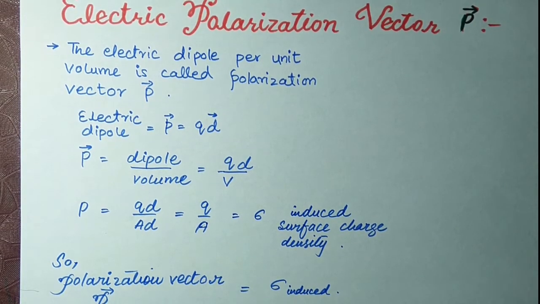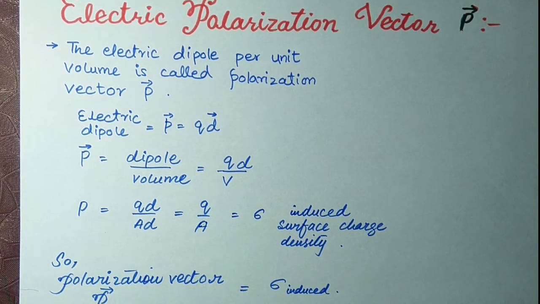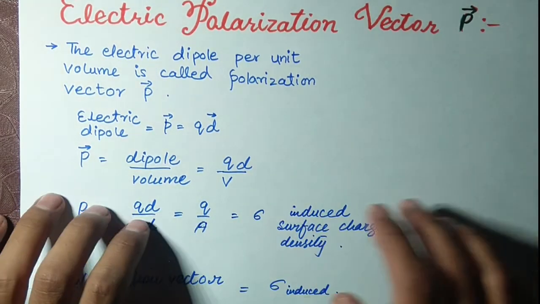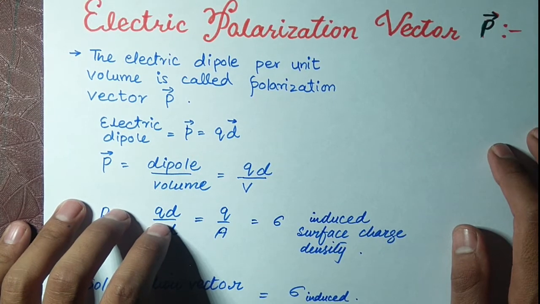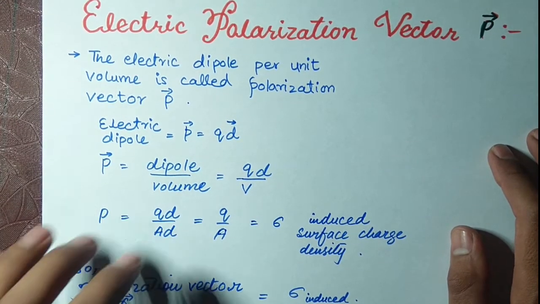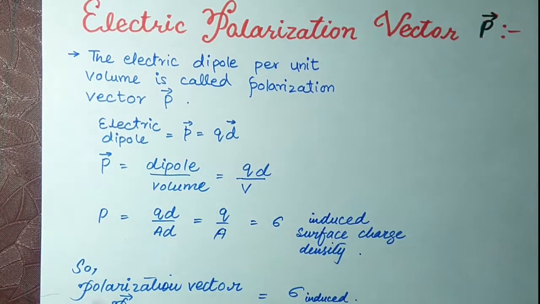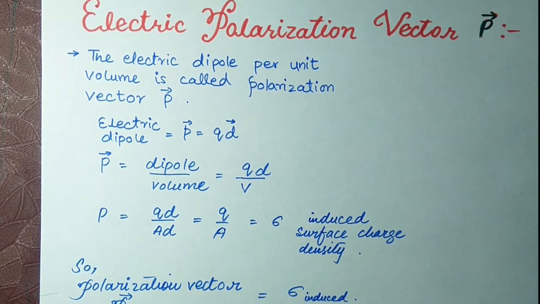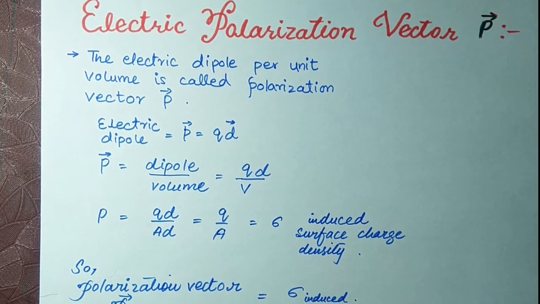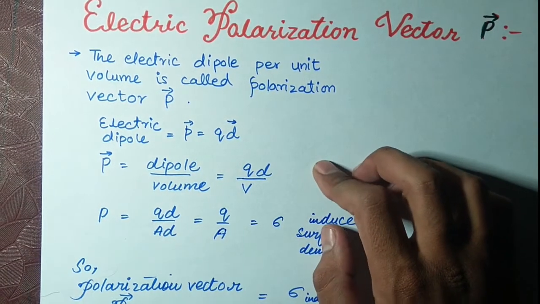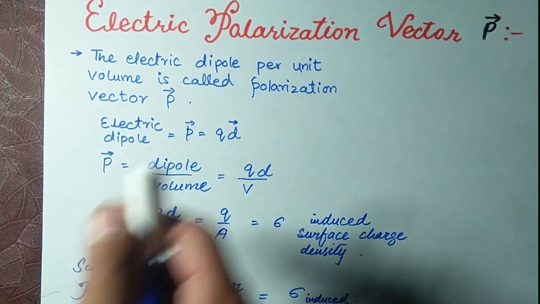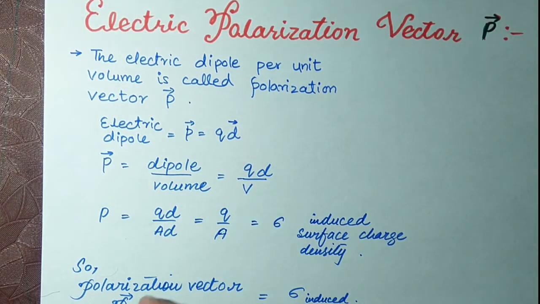Today, as you can see on your screen, we are going to study the electric polarization vector. So what is the electric polarization vector? Electric dipole moment per unit volume is called the electric polarization vector. Let's try to understand what this definition means.